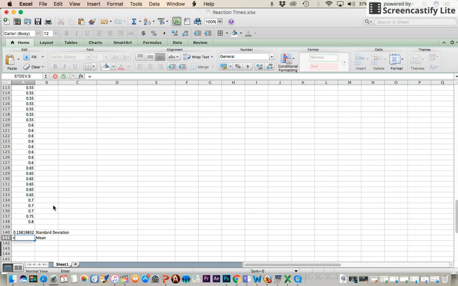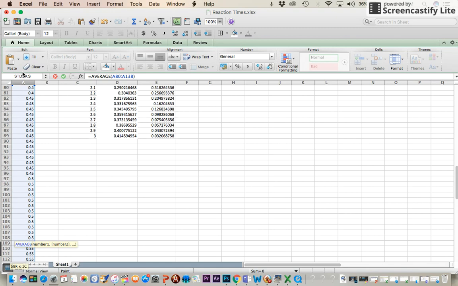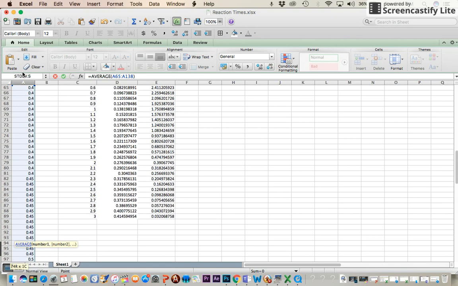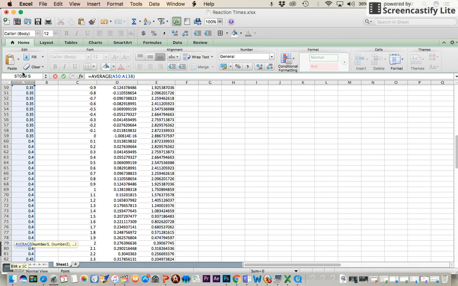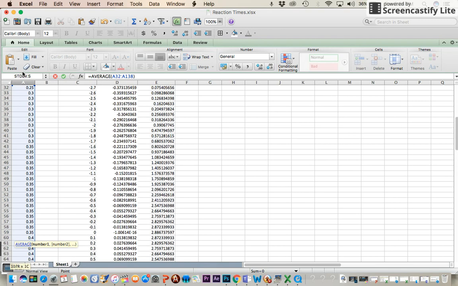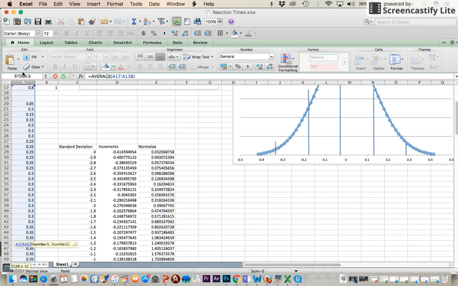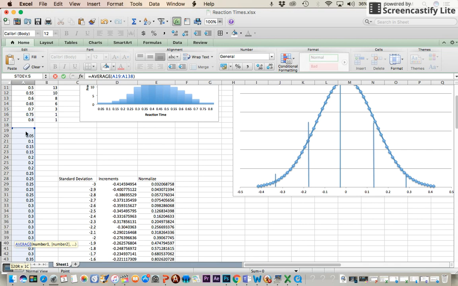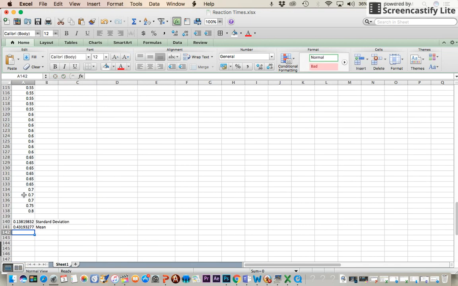So again, equals, and then AV, and then I'm going to click on my average. Again, we've got those parentheses where we have to put the numbers. So I'm just going to click on that. See if I can do this a little bit faster. I guess not. Still a little slow. Okay, I've selected everything. I press enter, and voila, I've got a mean of 0.4319.